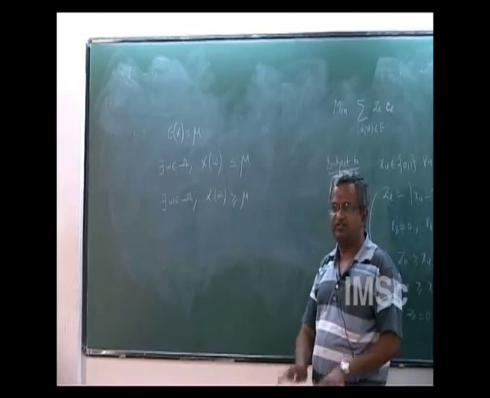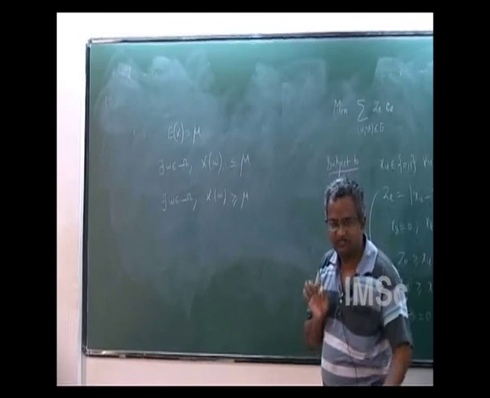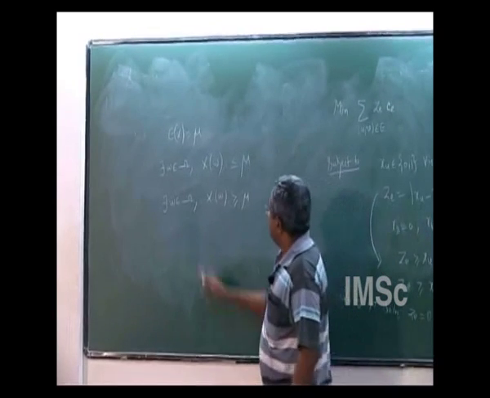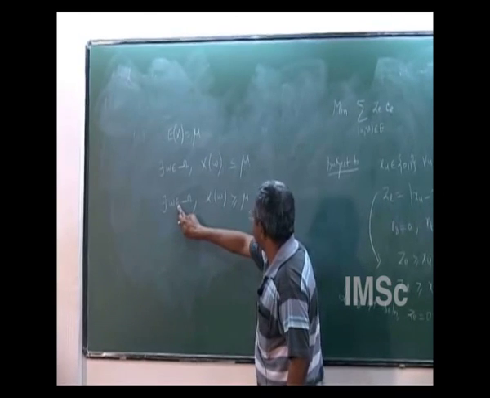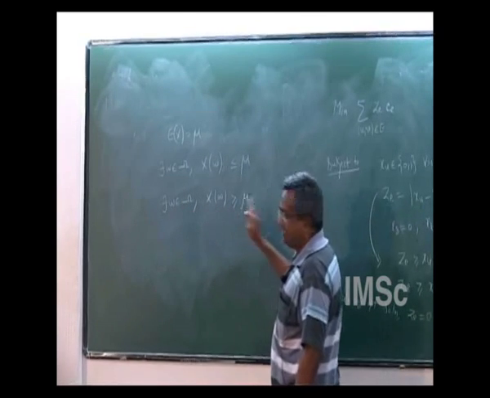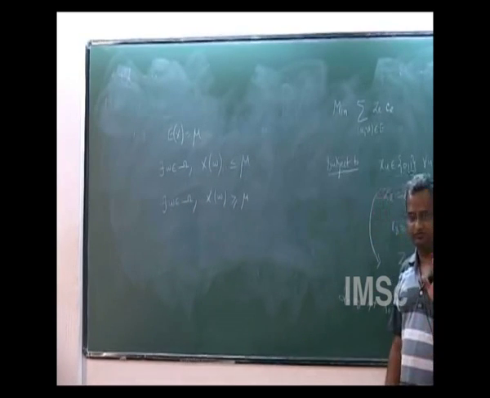So you have a point for which the value of the random variable is at most mu. Surely this happens with positive probability. This is a statement which holds true. And you also have a point in the probability space for which the value of the random variable is at least mu. These two statements are true.